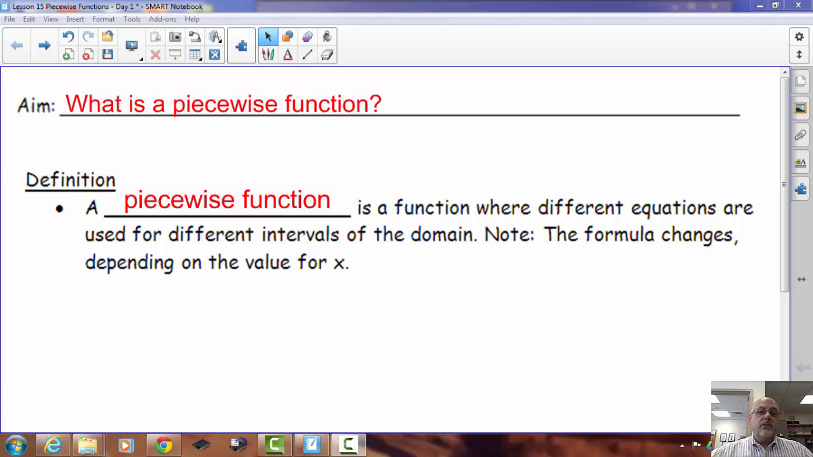A piecewise function is a function where we have different equations for different intervals of the domain, and if you recall, the domain is the values of x on our graph. So the formula will change depending on the value for x.